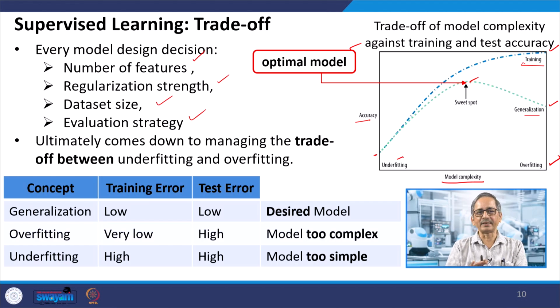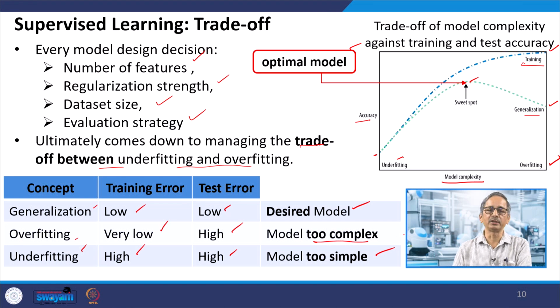So, as I said, ultimately we are going to come down to the trade off between underfitting and overfitting. This is what we have seen already. Generalization: the training error is low, test error is also low, and this is the desired model which we want to have. In case of overfitting, your training error is going to be very low, but test error is going to be high, and the reason is the model being too complex. And for underfitting, your training error is going to be high and test error is also going to be high, and the cause is that your model is too simple.